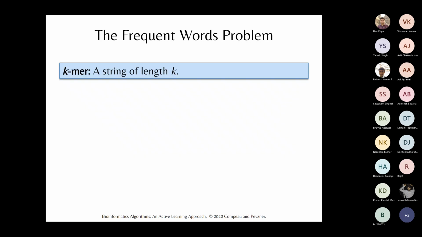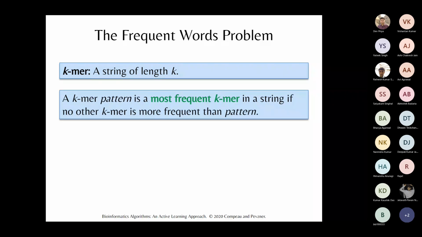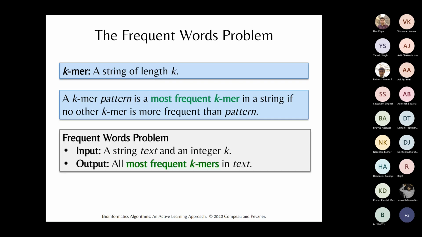All right, so now let's go to the frequent words problem. You are given a string and a k-mer pattern. A string of length k is a k-mer. A k-mer pattern is a most frequent k-mer in a string if no other k-mer is more frequent than that pattern. So for every specific k-mer that you extract within a string of length n, if it's the most frequent, then that's the most frequent k-mer. The frequent words problem can be defined as: given a string text and an integer k, which represents the length of the substring, the output should be all the most frequent k-mers in that text.